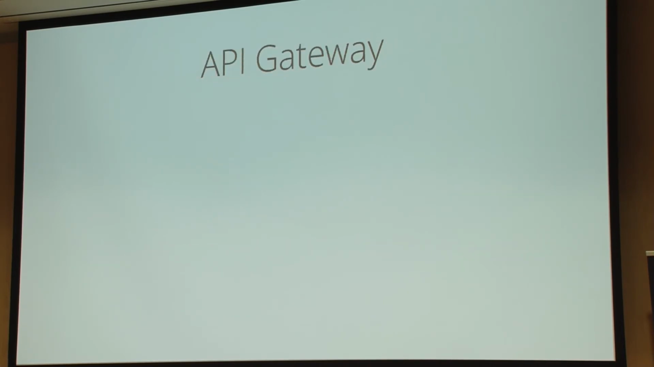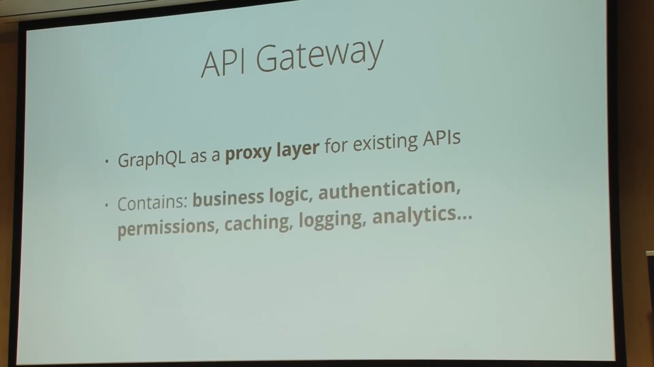But a more interesting and compelling use case, and also the initial use case that Facebook had when they developed GraphQL, is this concept of an API gateway. And there, GraphQL really is used as a proxy layer for existing APIs. So it's going to unify a number of different APIs and hide them behind one single endpoint, so our clients have a nice way of working with a number of different systems.